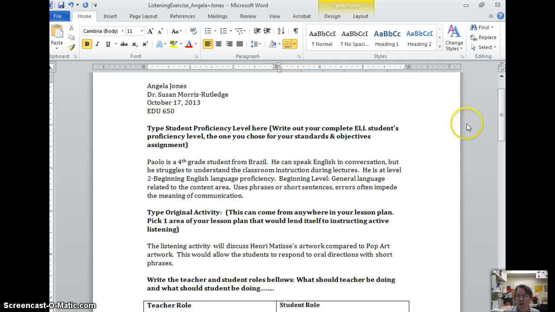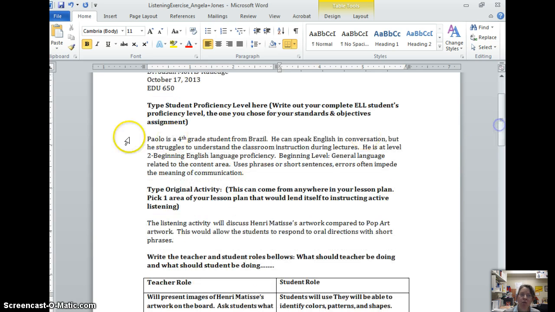This is part of an assignment a graduate student did for me last semester. Here you will notice that she typed in the complete ELL student's proficiency level, what he can do, everything. I want you to get in the habit of consistently thinking about your ELL student. How will you integrate him or her into your lesson that is designed for the whole class? Okay.